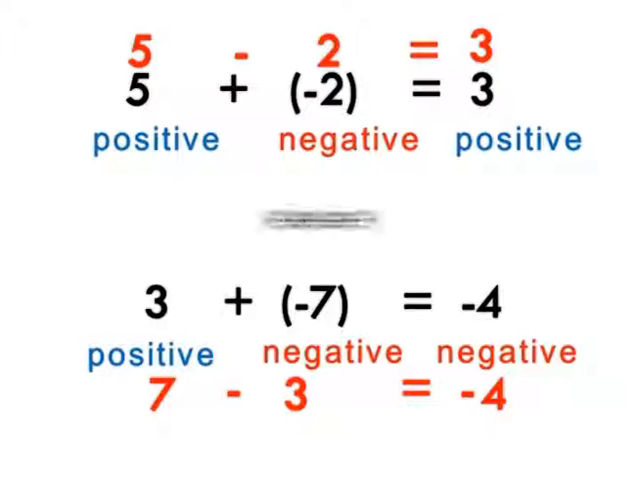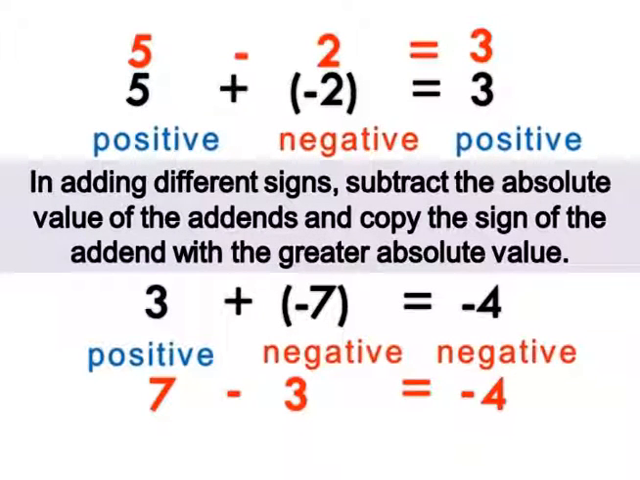Therefore, we can conclude that in adding different signs, we will subtract the absolute value of the addends and copy the sign of the addend with a greater absolute value.